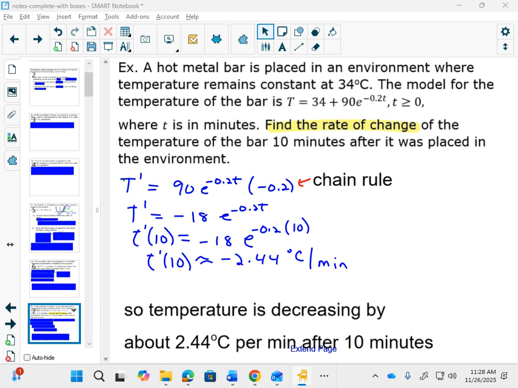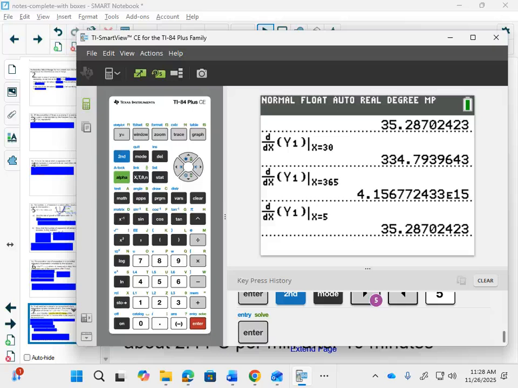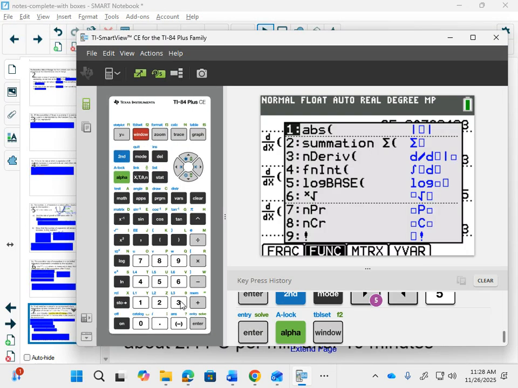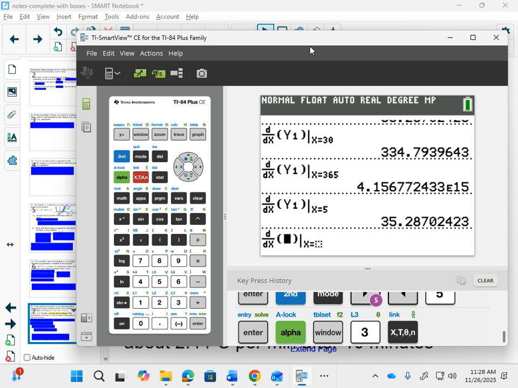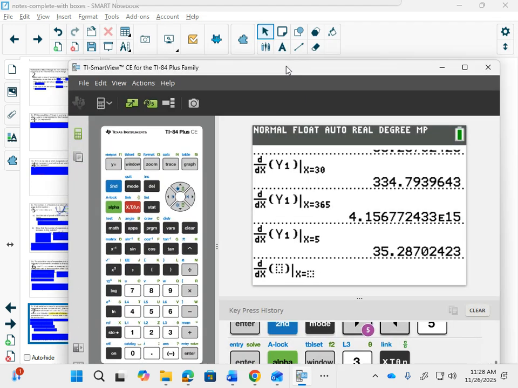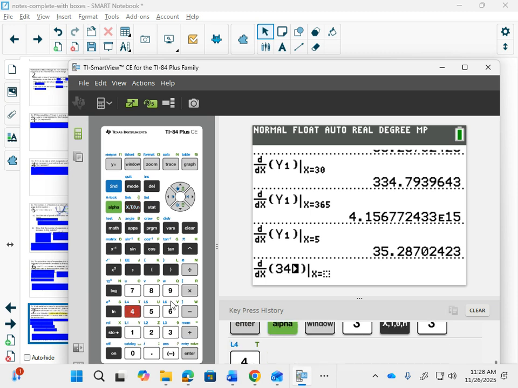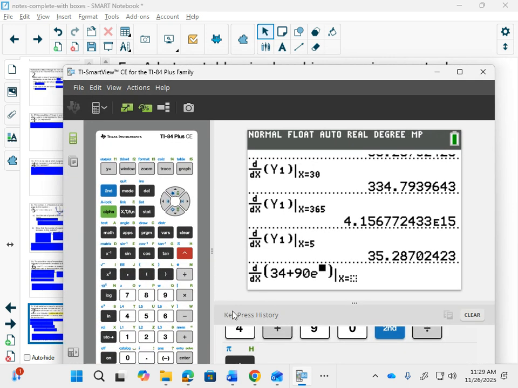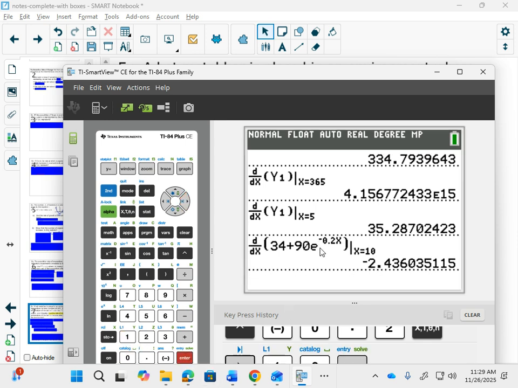We could do the same thing on our calculator. This time I'm going to go to my calculator and I'm not even going to type it into y1. I'm going to use my shortcut this way, get the nDeriv, d/dx. My original equation, 34 plus 90, I could write that right in here, when x is 10. And I get the negative 2.44 the same way.